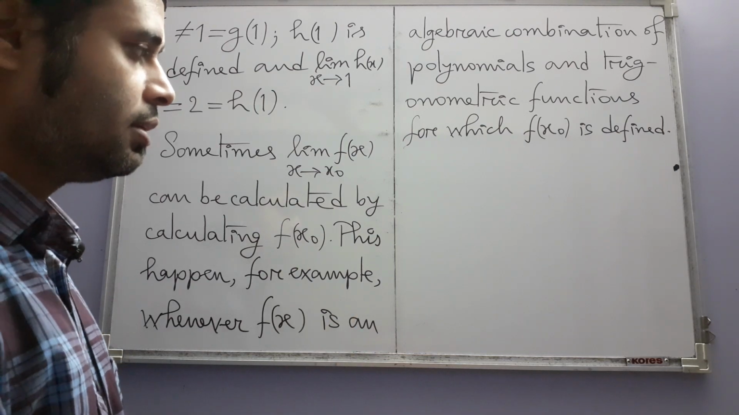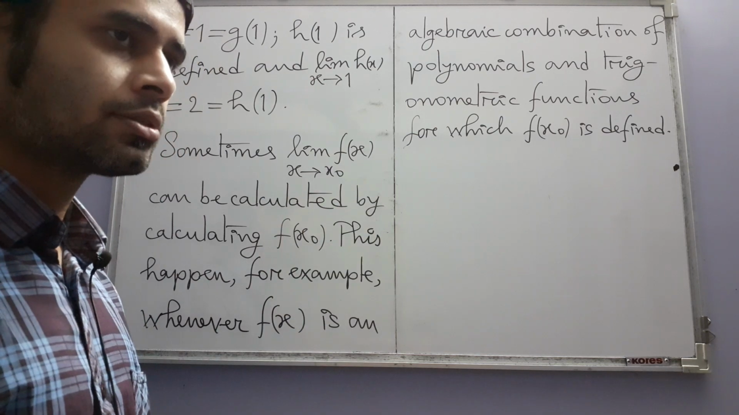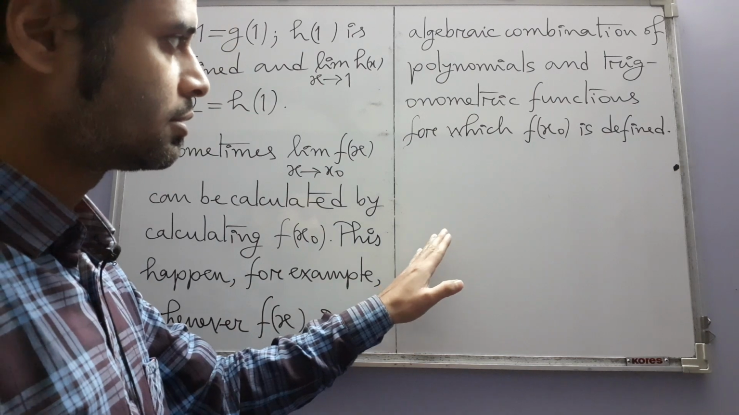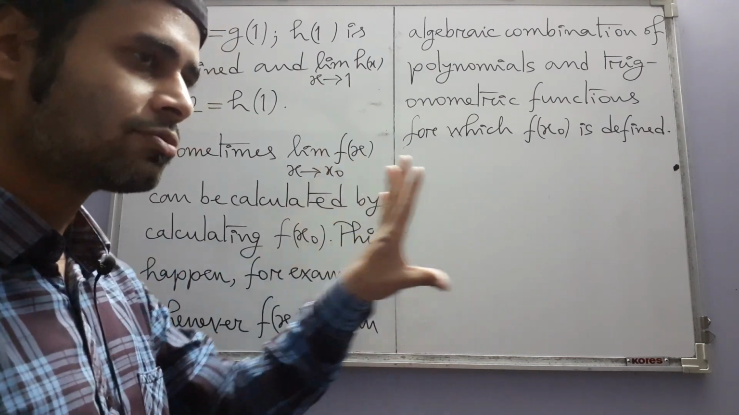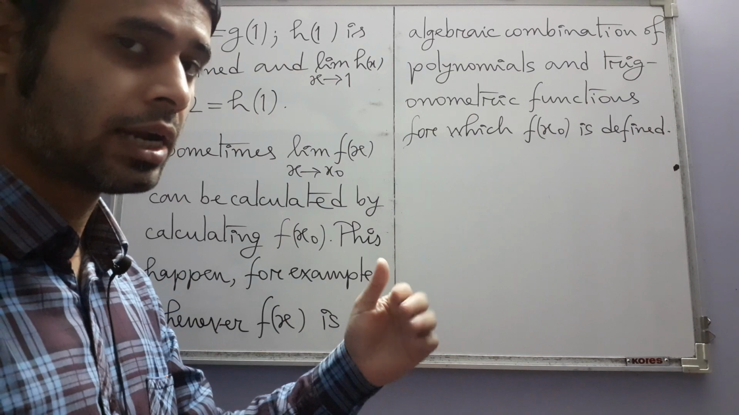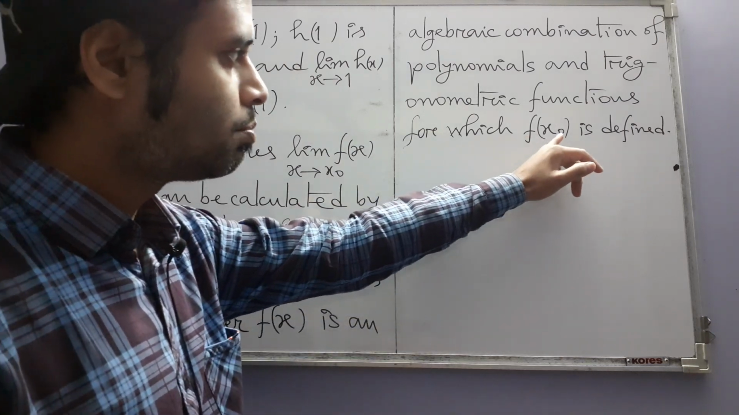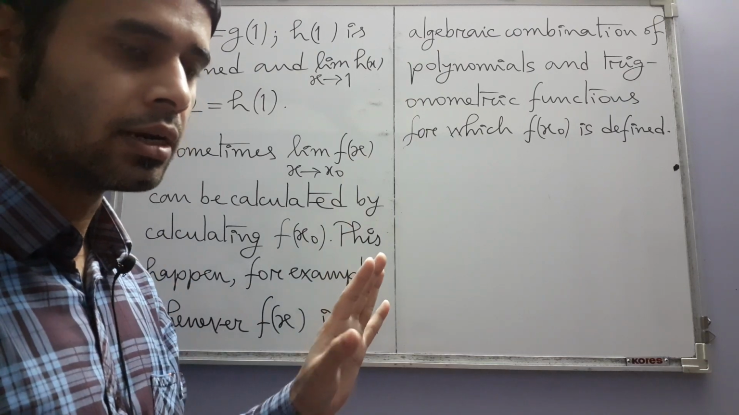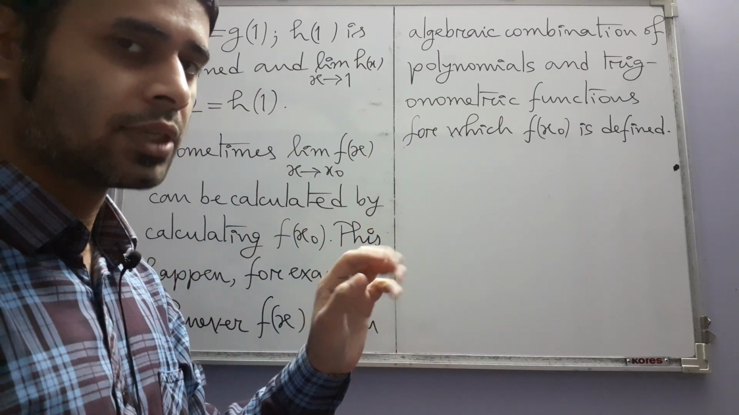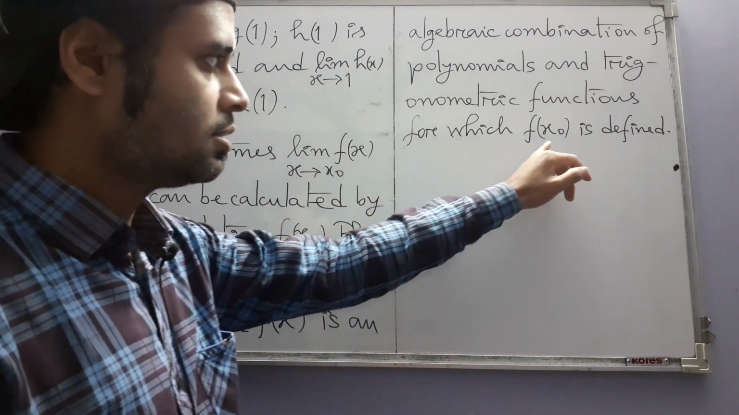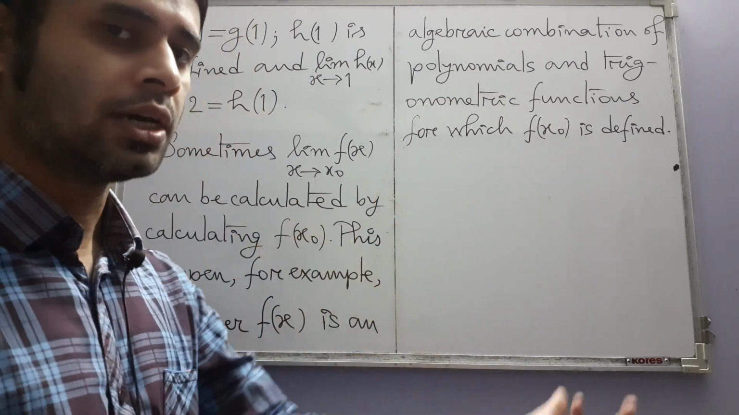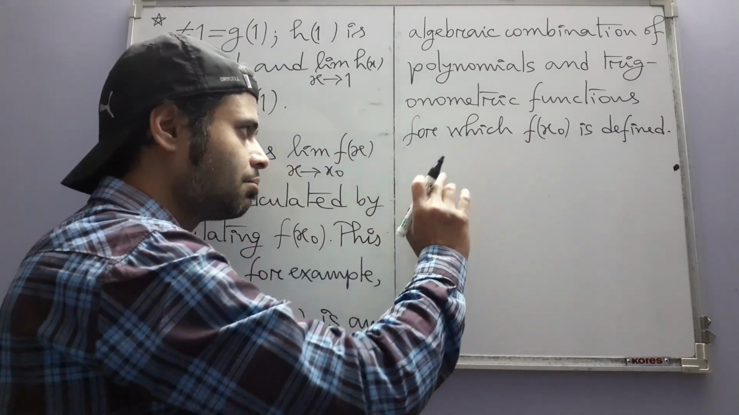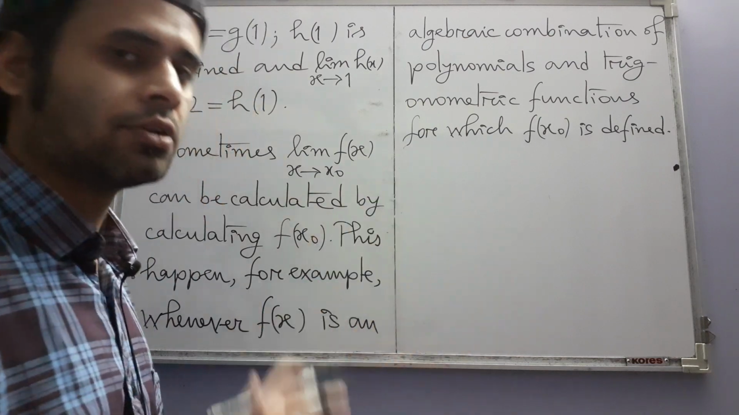You encounter any algebraic combination of polynomials or trigonometric functions, or a mixture of polynomials and trigonometric functions, and say you want to calculate the limit of such a combination as x tends to x naught. If you put x naught in that combination wherever x is there, and there is no problem, that means a value comes out, that is, if x naught is a point in the domain of that combination function, then you can just simply know that the limit is f of x naught, that's it.